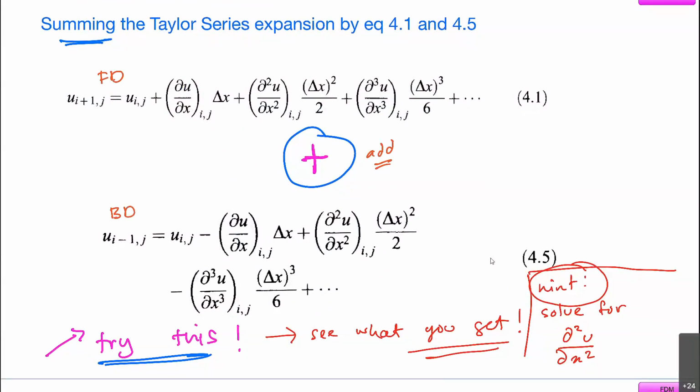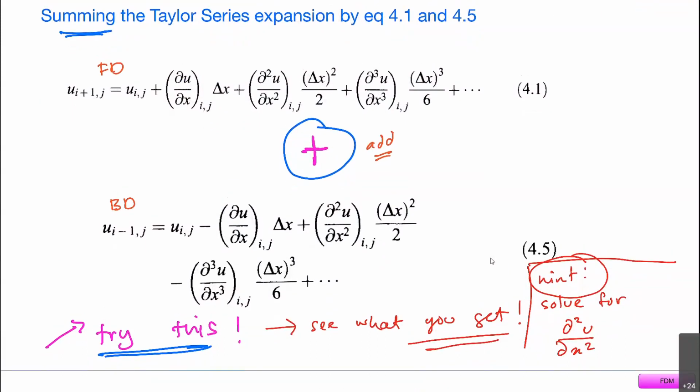When you add them, let's see, can you just spend 2-3 minutes to see whether you can solve for the second order term here, d square u dx square? So let's take 2 or 3 minutes just to see whether you manage to get or to highlight this term, d square u dx square.